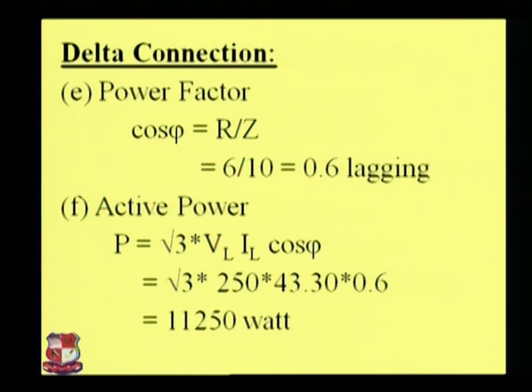Now substitute the values into the equation of active power. √3 into VL, which is 250, IL equals 43.30 ampere, and cos phi equals 0.6 lagging. So we get P equals 11250 watt. Power is measured in watts. This is our active power.